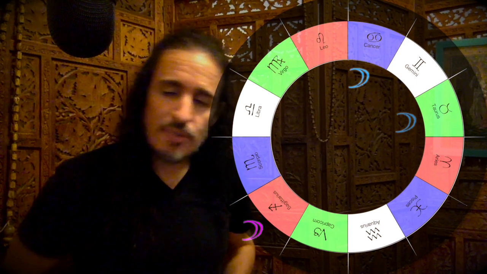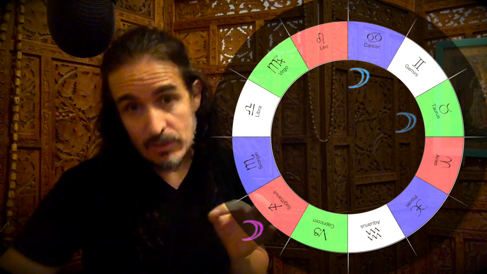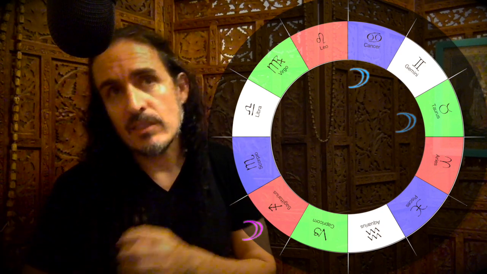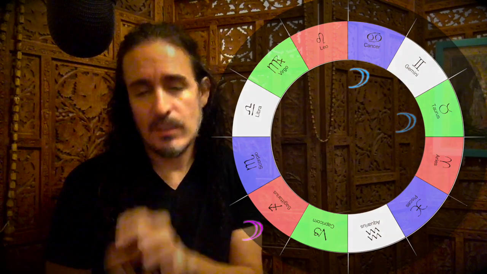But because there's a greater distance and the angle itself makes a sharper shape, we like the quincunx shape less than we like the semi-sextile shape.